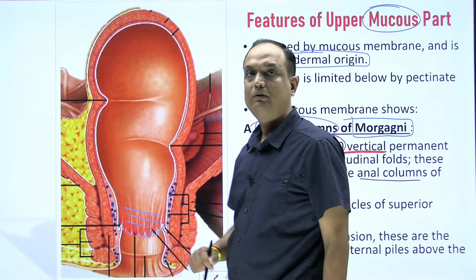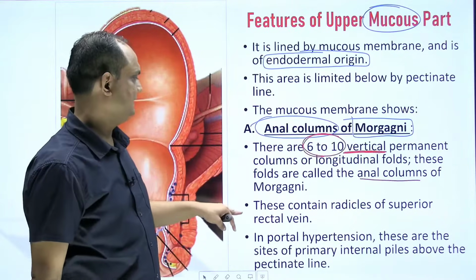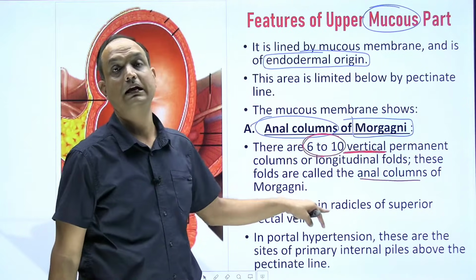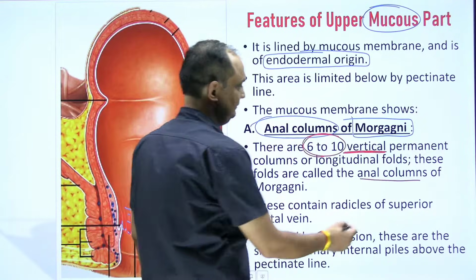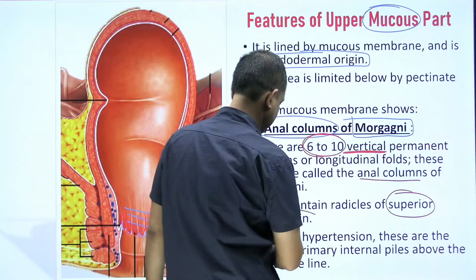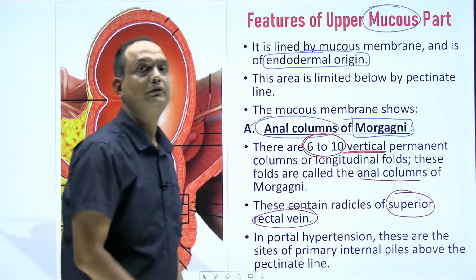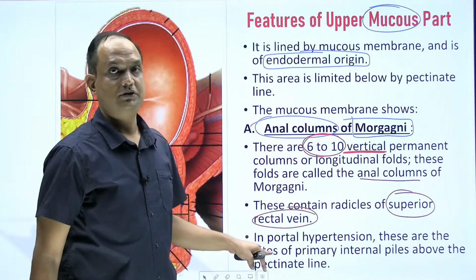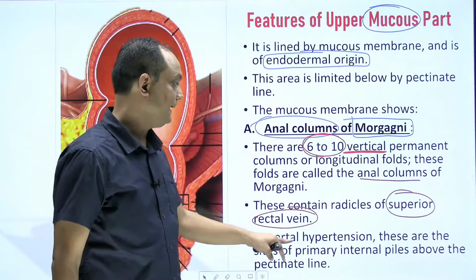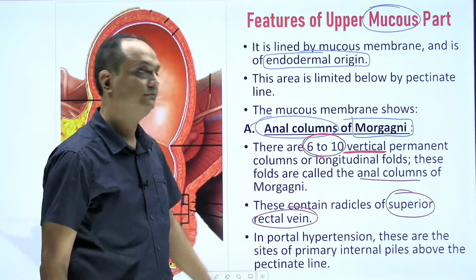Clear? Now the important thing is that these anal columns contain the radicals of the superior rectal vein. Now this superior rectal vein is one of the tributaries of the portal system. In portal hypertension, these are the sites of primary internal piles above the pectinate line.